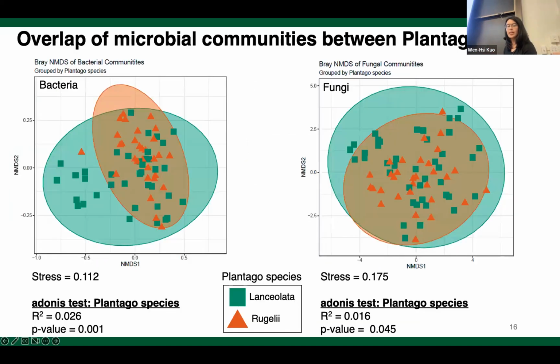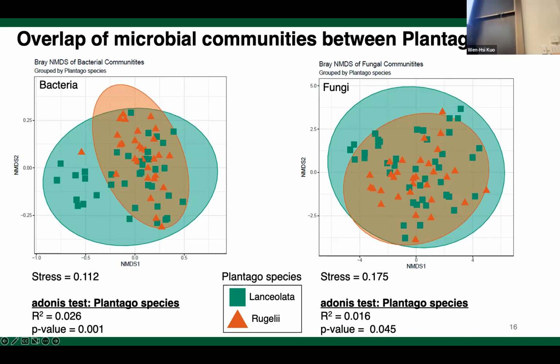Now transitioning into more of the microbial data. We have these two ordination plots, NMDS plots, if you're interested in knowing about them. The way to read ordination plots is that samples that are very similar are going to be closer together, and samples that are not as similar are going to be farther apart. I have two of these plots for the bacterial and the fungal communities.